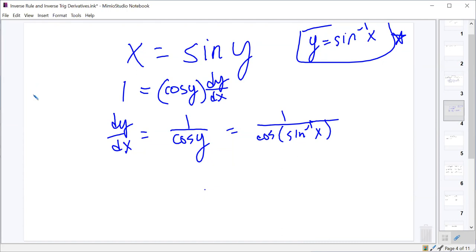mean? It means we can draw a right triangle here and call this angle y. Do you guys agree with that? If y equals the inverse sine of x and x equals sine of y, then we could draw a right triangle with an angle of y on it. Okay. So if the sine of y is equal to x, how can I label parts of this right triangle? What can my opposite side be?